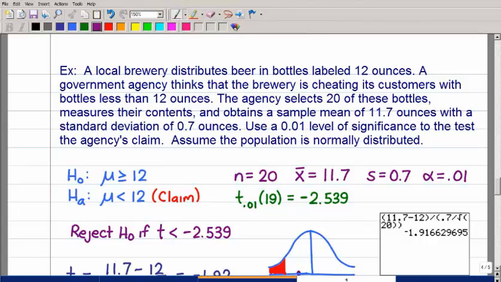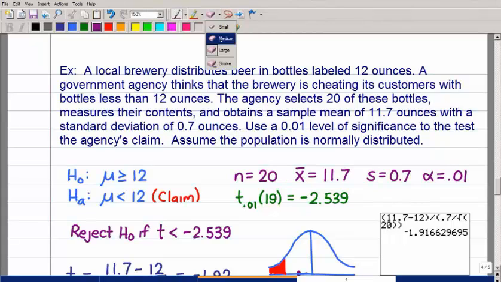The agency selects 20 of these bottles, measures their contents, and obtains a sample mean of 11.7 ounces with a standard deviation of 0.7. Use a 0.01 level of significance to test the agency's claim. Assume the population is normally distributed. So what do we have here?